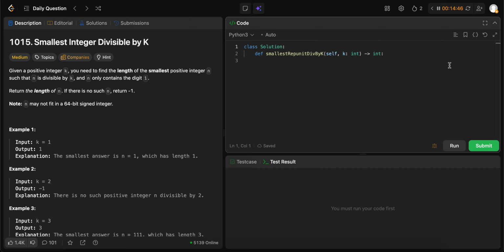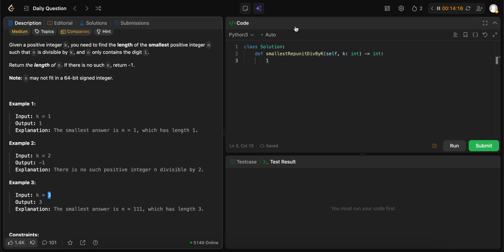Okay, I see. For this first example, 1 is obviously divisible by 1, and it only has a 1, so its length is 1, that's why the output is 1. Let's consider 2. Negative 1, it's not divisible. Let's consider 3. We start with 1. Is 1 divisible by 3? No. 11? No. 111? Probably, because their answer is 3.